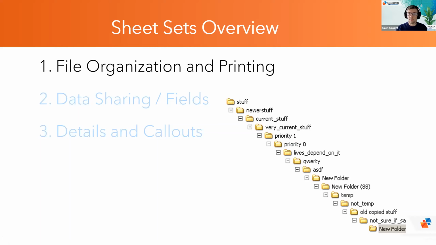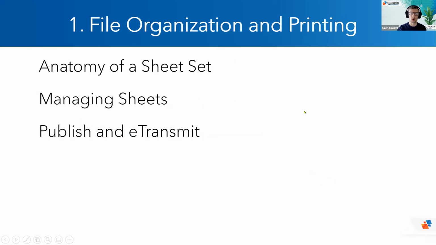So that's what Sheet Set Manager effectively helps do when you're talking about printing and file organization. It gets to be almost the quarterback of your project when it comes to consolidating all of the sheets and all of the different DWGs that you're working within. So we'll take a look at the anatomy of sheet sets, managing the sheets, and then publishing and ETransmit. This publishing is very similar to the typical AutoCAD publishing. It's publishing the entire project instead of just, well, we'll get into it.